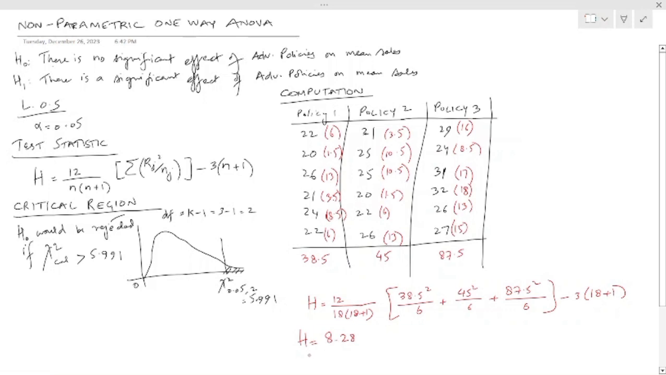that follows chi-square. So we call it the H statistic or chi-square calculated. So we can compare it with the critical value of 5.991. The chi-square calculated value falls in the rejection region. Therefore, H naught is rejected. In conclusion, we write that the test results are statistically significant at the 0.05 significance level, and the data provide sufficient evidence to conclude that there is a significant effect of advertising policies on mean sales.